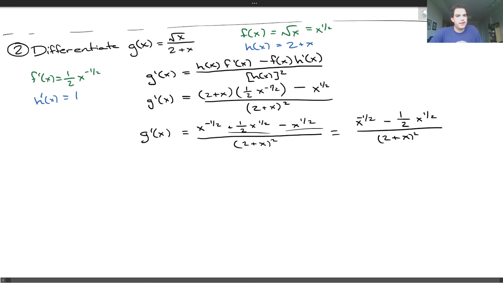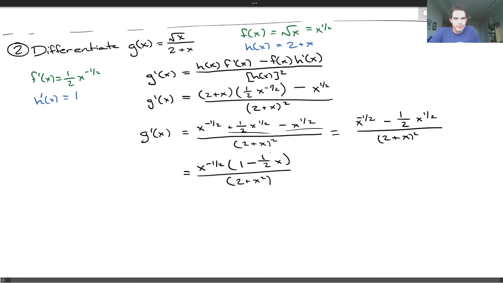And one thing we can do, I think, to make this simpler is just to factor an x to the negative 1/2 out of everything on the numerator. And so that would leave us with x to the 1/2 times 1 plus, or rather minus. What happens if we factor an x to the negative 1/2 out of this? Well, that's the same as multiplying it by x to the positive 1/2. So that's just 1/2 x, actually. And this is over 2 plus x squared.